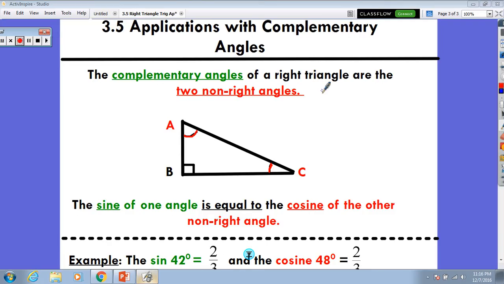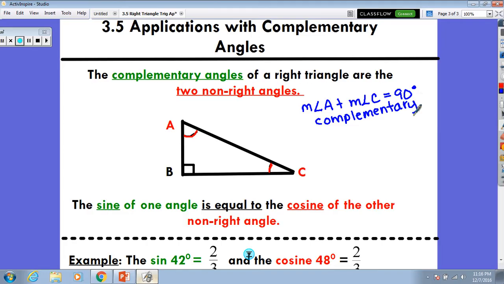Complementary angles are when we can add two angles together, which in our example would be angle A and angle C. So if I add the measurement of angle A plus the measurement of angle C, I should get 90 degrees because they are complementary angles. And that's what complementary means. So if the measurement of angle A is 30 degrees, then the measurement of angle C has to be 60 degrees because that would equal 90 degrees, okay?